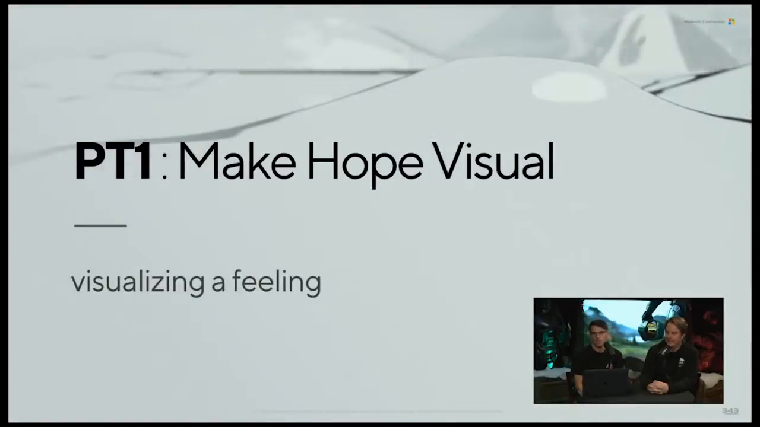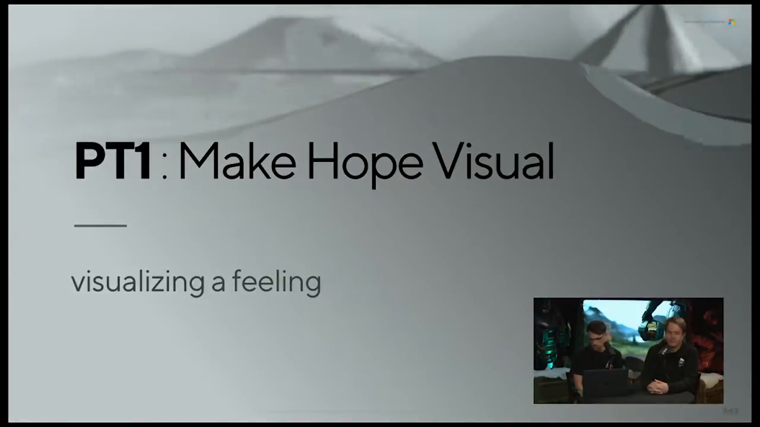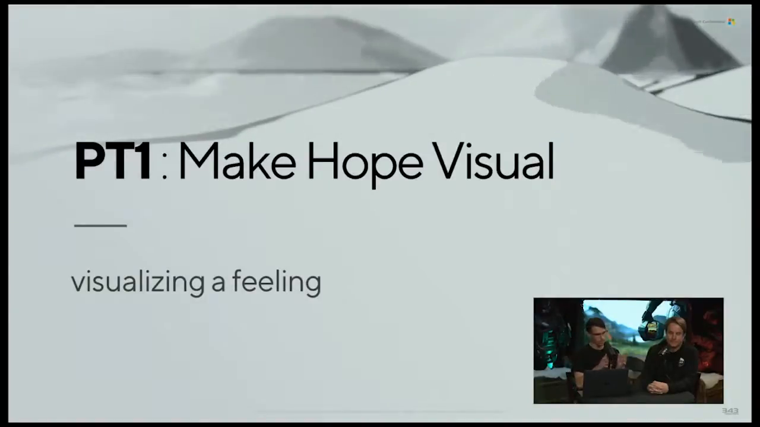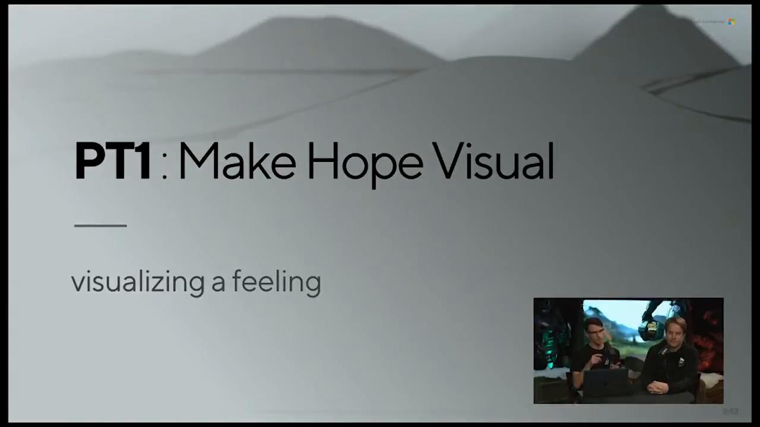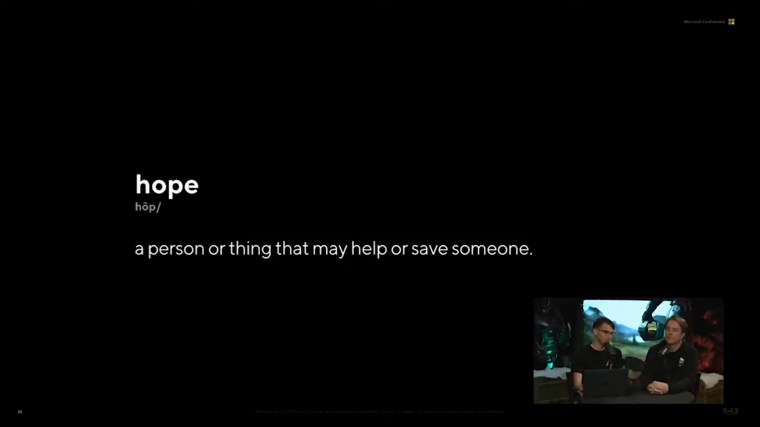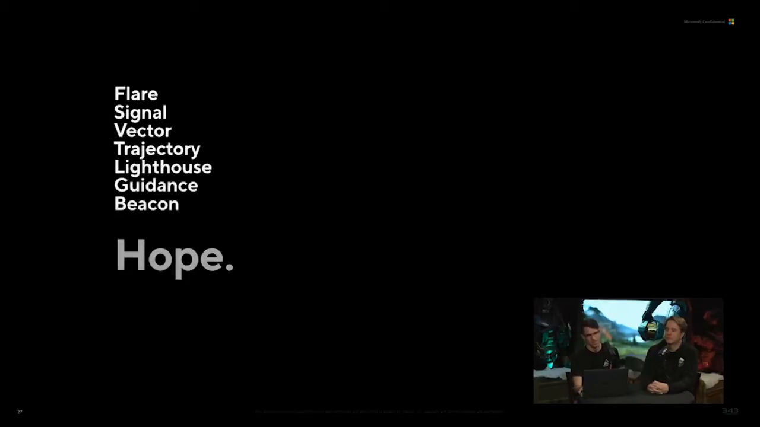And then the next part was, how do we make hope visual? I talked about this earlier. We needed to have this sense of rhythm in the trailer so that there's something in frames or in parts of it that feels like the secret that's unfolding as the trailer's going on. And then I asked, how do you make hope visual? Go find the word hope. Get a thesaurus. You see that hope is a bunch of different things. Hope can be a flare, a signal, a vector, a trajectory, lighthouse, guidance, beacon, hope.